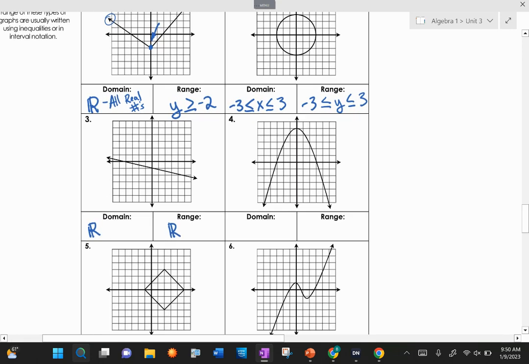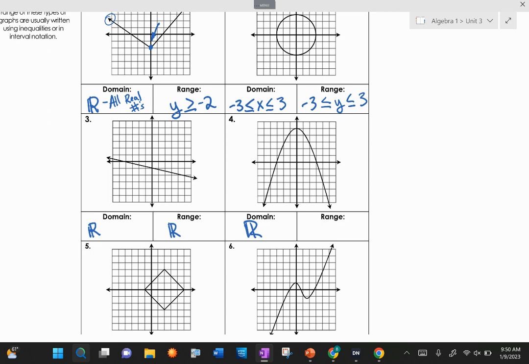Number 4. Domain for number 4. Ash, what did you get for the domain on number 4? All real numbers. You are correct. Forever going to the left, forever going to the right, because X does not care if you are going in the positive direction or the negative direction. Down and up. Only left to right. So number 4, with the range.